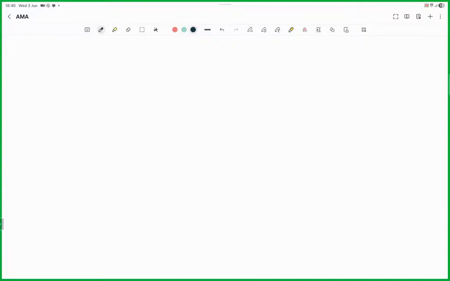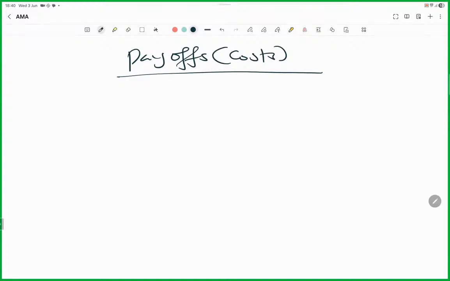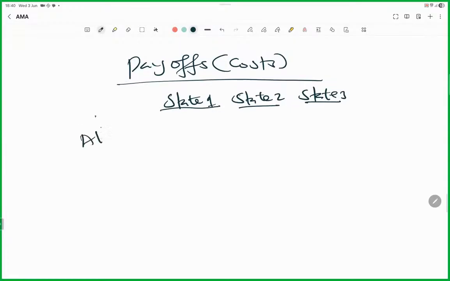They are ready. So then we are given payoff. And these payoffs, this time around, are in the form of costs. So we have, ladies and gentlemen, three states: state 1, state 2, state 3. And then we have alternatives here: A, B, C. 10, 20, 8, 9, 4, 3.